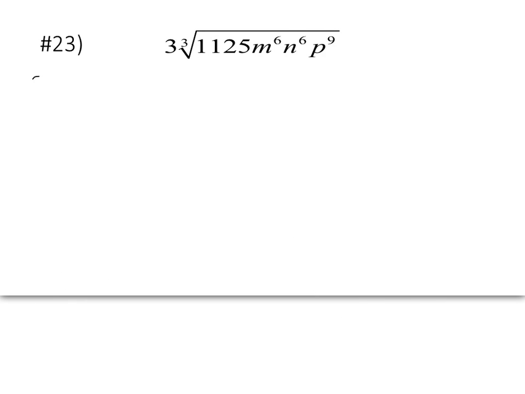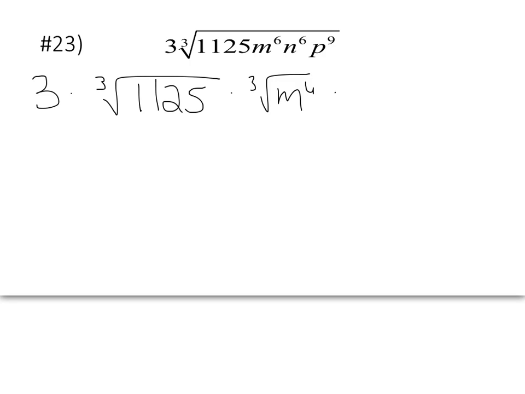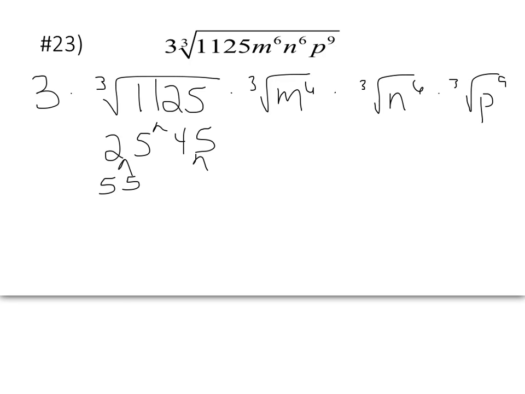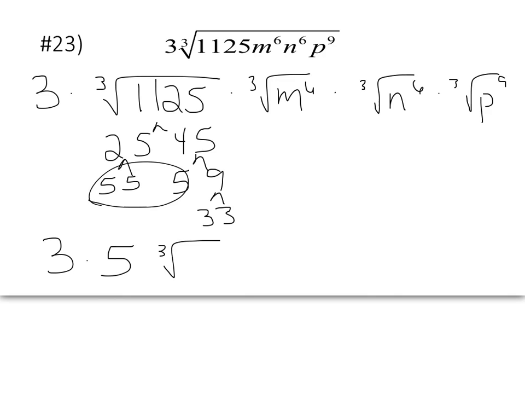All right, and last one, you've got 3 times the cube root of 1125, cube root of m to the 6th, cube root of n to the 6th, and cube root of p to the 9th. Okay, so 1125 is 25 times 45. 25 is 5 times 5. 45 is 5 times 9. And 9 is 3 times 3. So we can bring a 5 out front. And we're left with the cube root of 9 because there's 2 3's left behind.